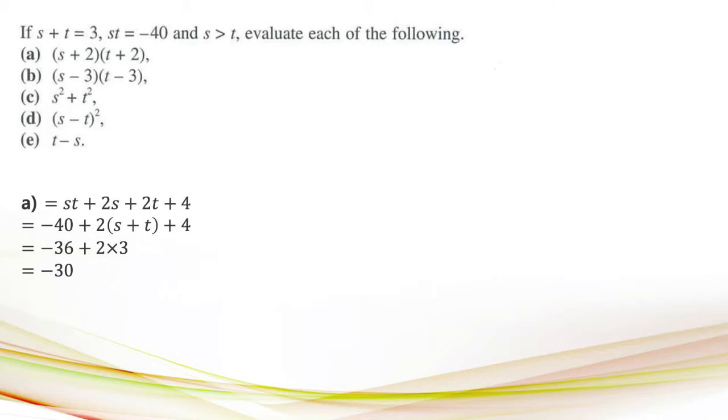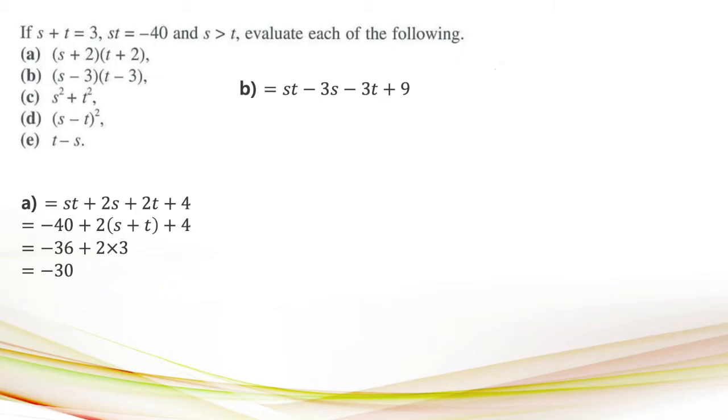Next up is part B. Really, part B is just a review of part A, so it's about the same level. Let's just expand it again. S minus 3 times t minus 3 should be st minus 3s minus 3t plus 9.